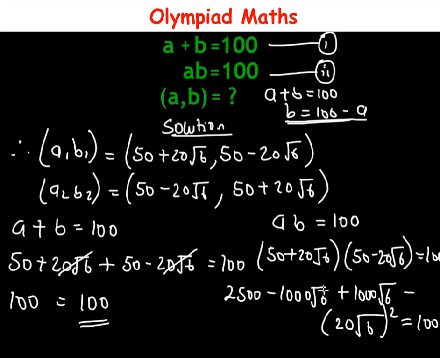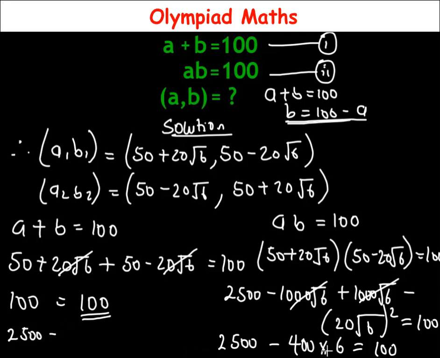At this junction, minus 1,000 root 6 will cancel out plus 1,000 root 6, so you are left with 2,500, then minus 20 squared, which is 400, and the square cancels the square root, so times 6. 2,500 minus 400 times 6, which is 2,400, is equal to 100. Now 2,500 minus 2,400 is equal to 100. So the values of a and b are correct for this equation. This also applies for the second solution.